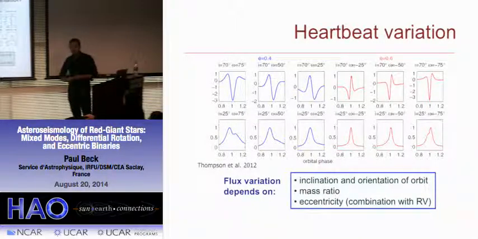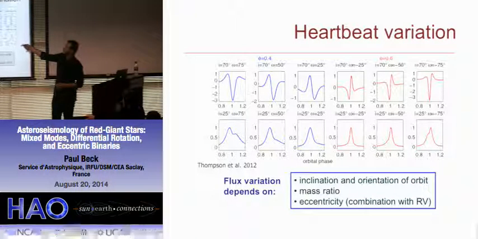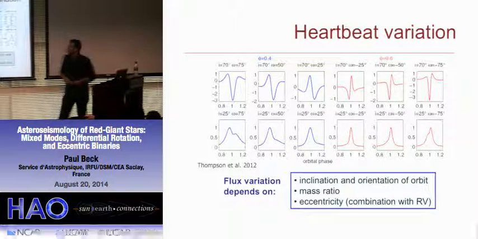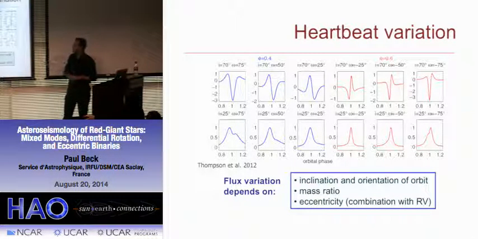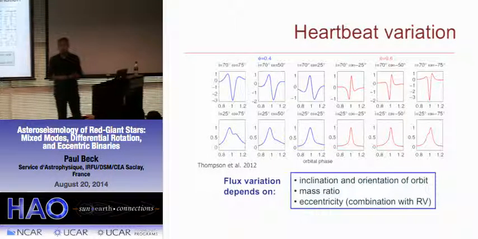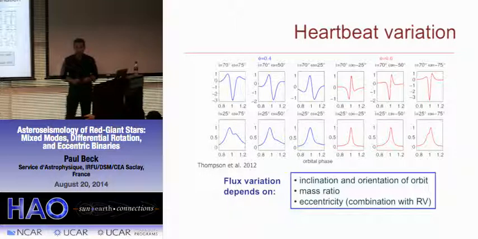The tidal effects can be approximated by two l equal 2 modes. Those modes have two nodal lines and a special configuration, and therefore it depends again on how we look at them and how they turn away on the orbit. And according to that, we get a very characteristic shape, and here I show a few textbook-like diagrams on what shapes we can expect. And then depending on the amplitude and the width of the event, we can find a lot of information like inclination of the orbital plane, eccentricity, and the mass ratio.